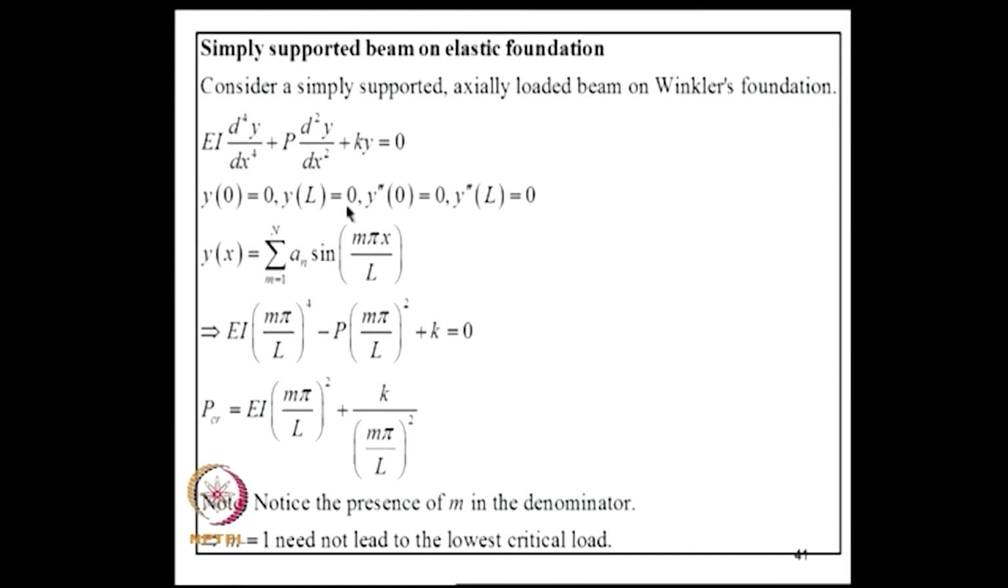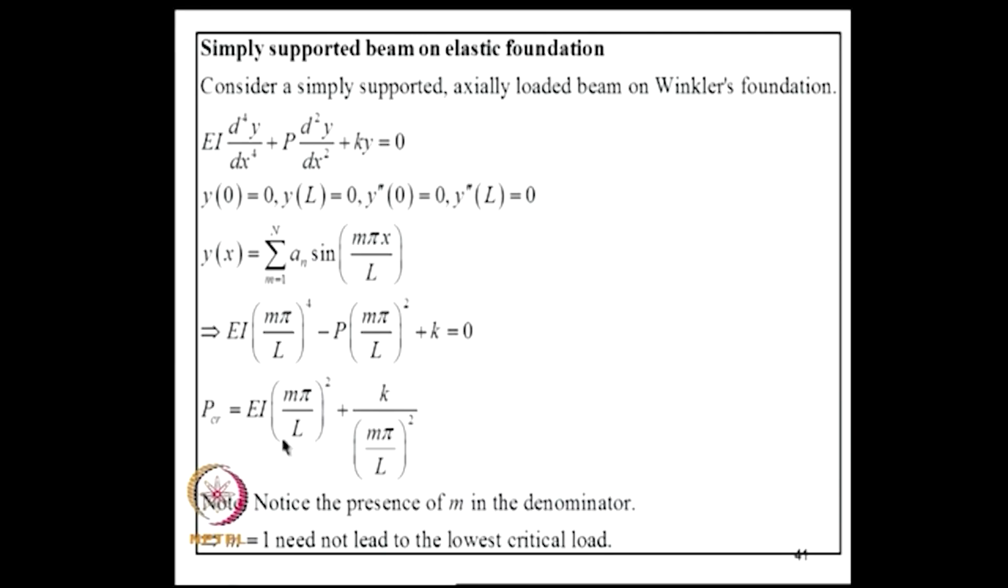Now, these are the boundary conditions. At x equal to 0, displacement and bending moment are 0, and at x equal to L, displacement and bending moment are 0. For purpose of discussion, we will assume that the solution can be expanded in sine terms, and I substitute into this equation, and I get this characteristic equation, and the P critical, that means the value of P for which a non-zero solution is possible, is given by this. This follows the way we analyzed the Euler buckling load for a simply supported beam. If k is 0, we got this result earlier, m square pi square by L square into EI.